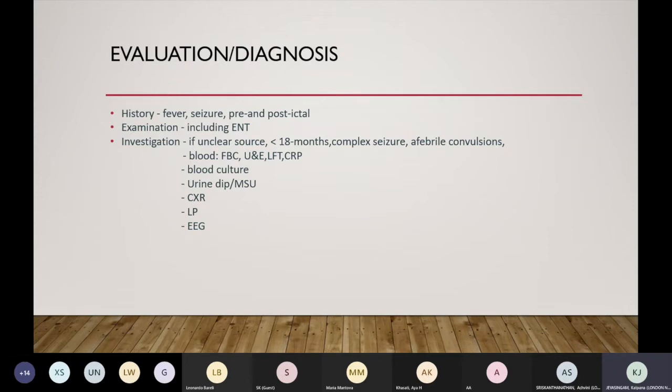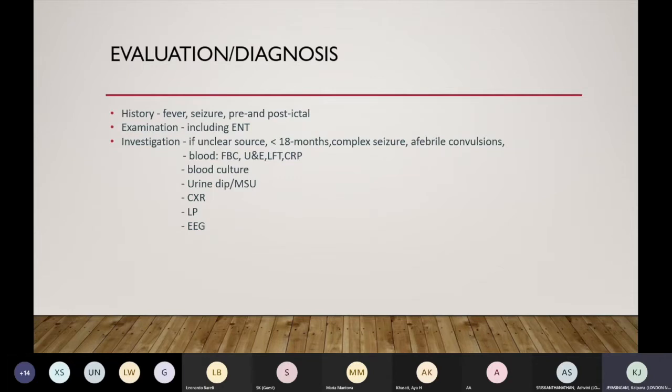In terms of examination, obviously, if you think febrile convulsion, you want to find out whether there's an underlying infection that you can point to and say, okay, they might have had an ear infection that caused the high fever, and that's why they had the febrile convulsion. So it's important that you do a thorough examination, including in children. A very important examination is ear, nose, throat, because that's probably the commonest site where they get infection.